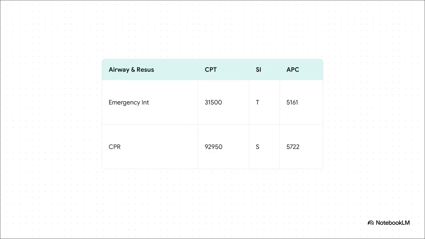Moving on to airway and resuscitation. We brought this up earlier, but it is definitely worth repeating. Emergency intubation, code 31500, is a T. That means if you do another T procedure, say a wound repair on that same patient, a multiple reduction is going to apply. But CPR, code 92950, is an S. It stands totally on its own and gets fully paid under APC 5722.